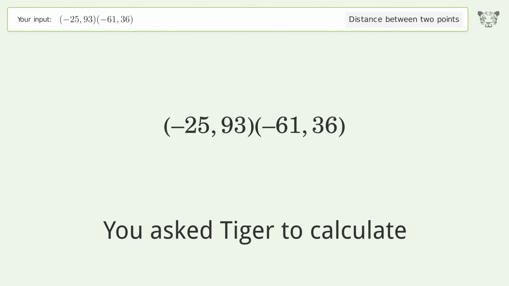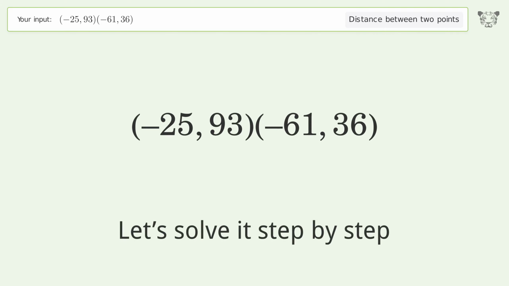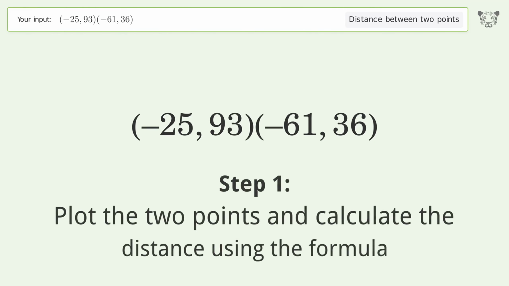You ask Tiger to calculate. This deals with the distance between 2 points. The distance between the 2 points is the square root of 4,545, or 67.417. Let's solve it step by step. Plot the 2 points and calculate the distance using the formula.